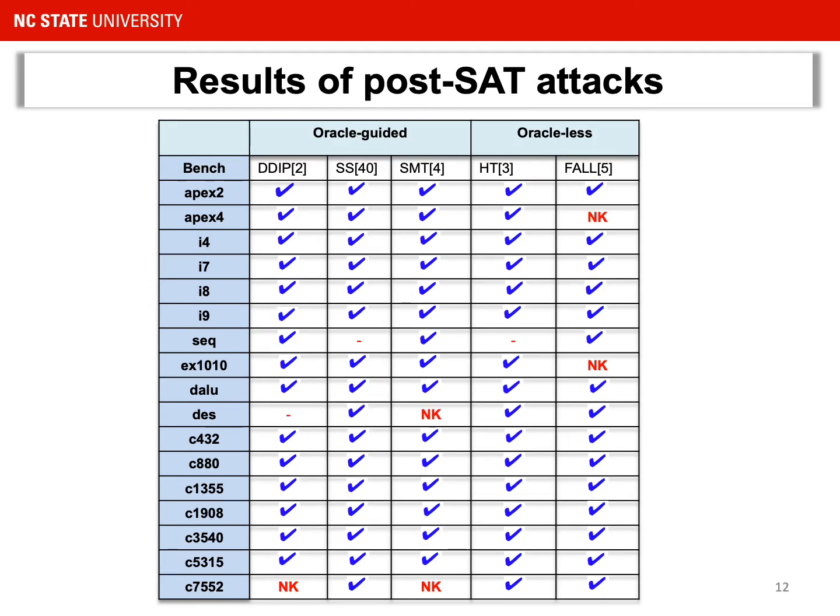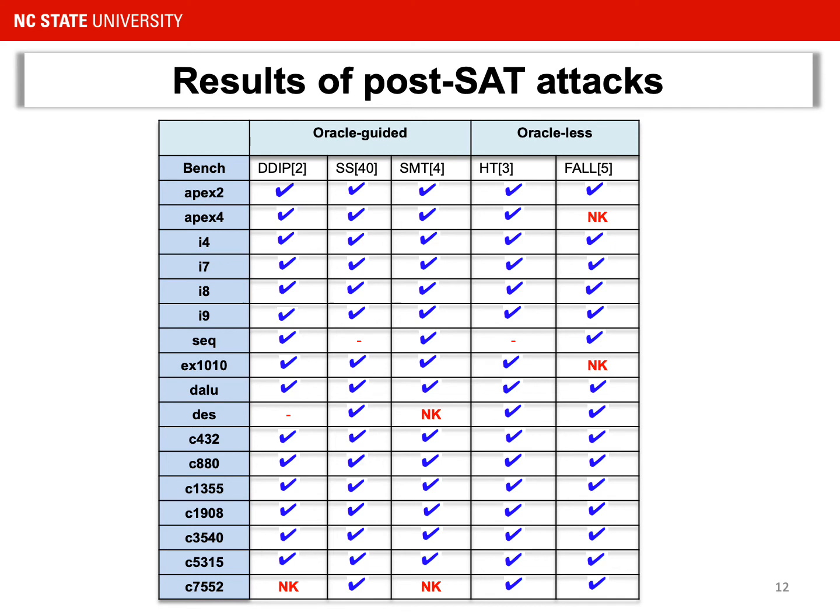The previous slide presented the results of SAT-based attack. This slide presents the results of post-SAT attacks, that is, more advanced attacks proposed to attack defenses against SAT-based attacks. The attacks are categorized further as Oracle-guided and Oracle-less attacks. Double dip or in short DDIP, ScanSat or in short SS, satisfiability modulo theories or in short SMT belong to the Oracle-guided category, whereas hack test or in short HT and fall belong to the Oracle-less category.